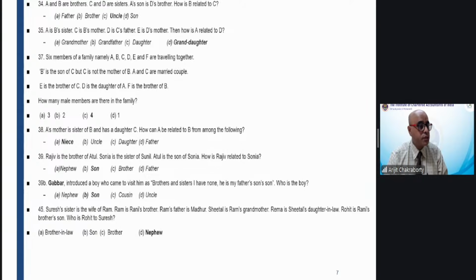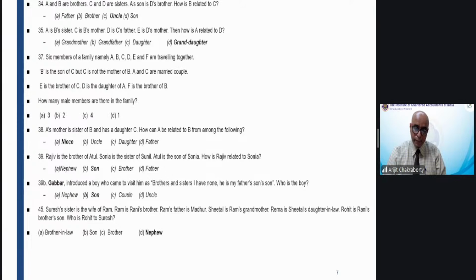Question is, Rohit is Rani's brother's son. This is one of the longest I see till now. So Rohit is Rani's brother's son. Question is, Rohit to Suresh kya relation hai? So Rohit is the son, yani Rohit is male of course. Rohit is the son of Rani's brother. But we have also seen Ram is Rani's brother.